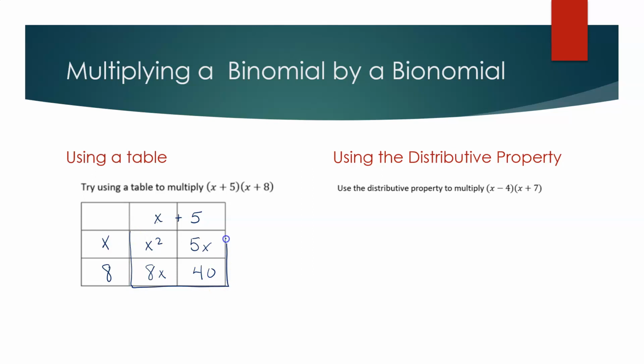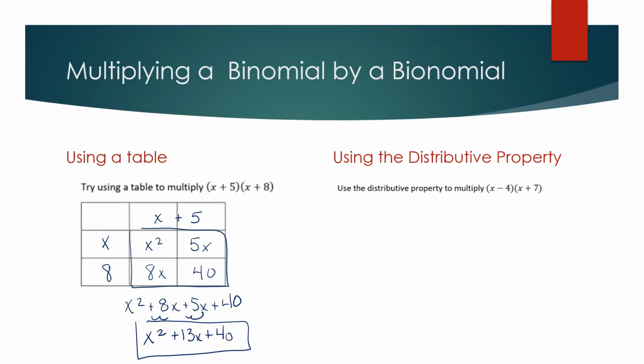So we're going to put all these terms together. And then we're going to combine these like terms. So I have x squared plus 13x plus 40.